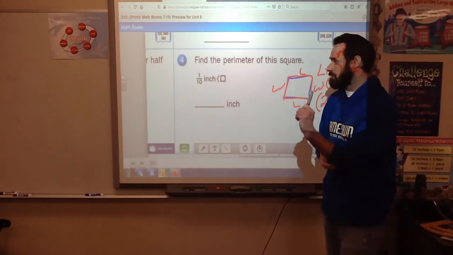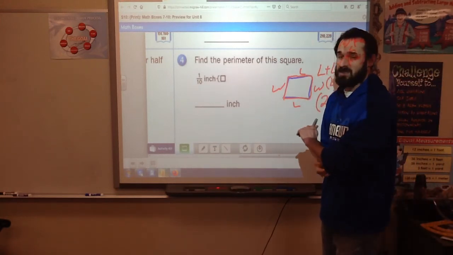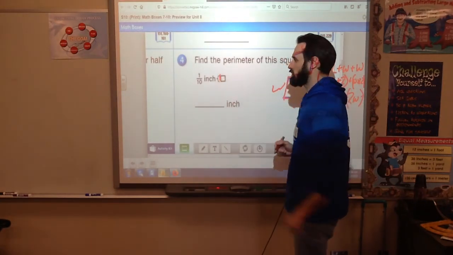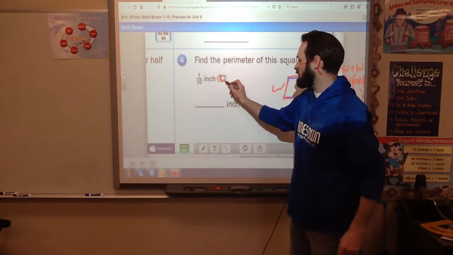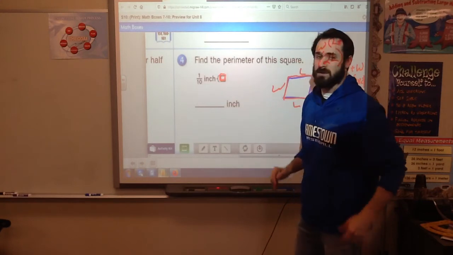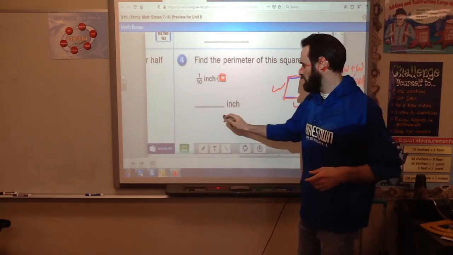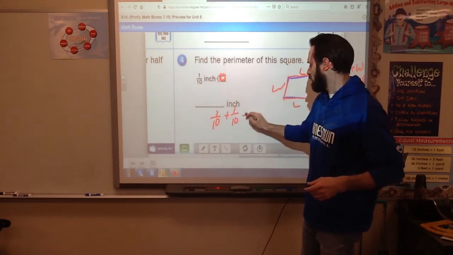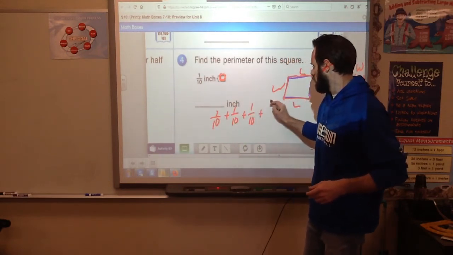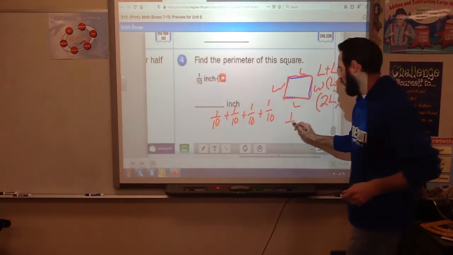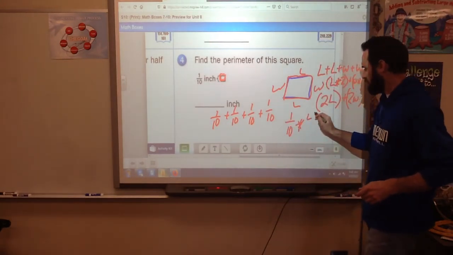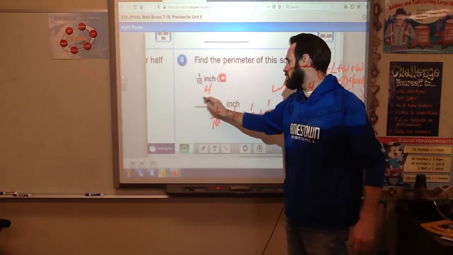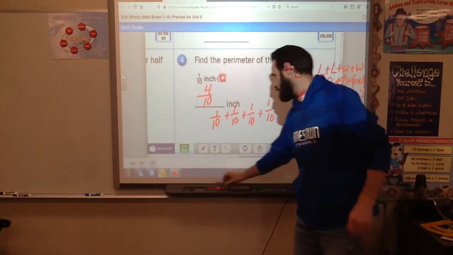But on this one, if this is a square, so if this side right here is 1/10, so is this side, and this side, and this side. So it's really like 1/10 4 times. You could either add 1/10 4 times, or you could do 1/10 times 4/1. Either one will work, but the answer that you should get is 4/10.